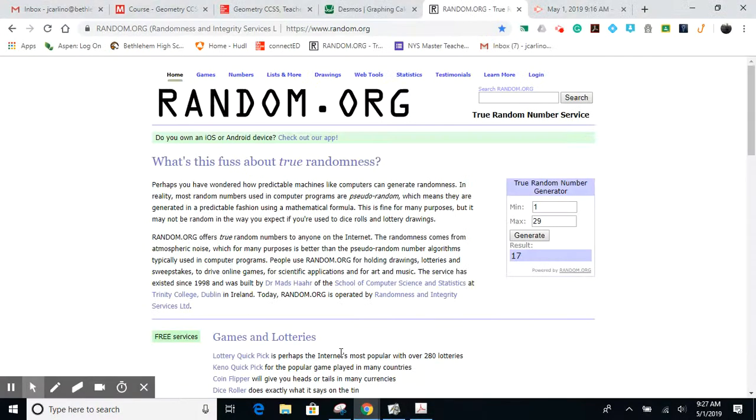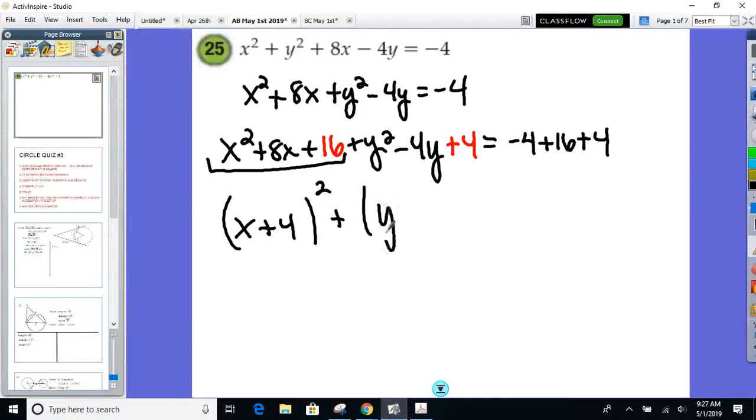And then what about for the y's? Here you go. y minus 2 squared. Got it. And then over here, it looks like we'll have what there, 16?